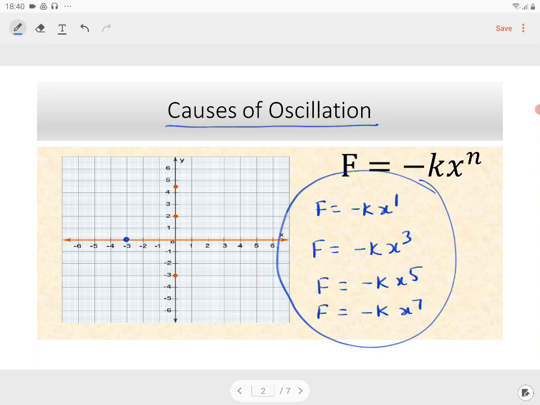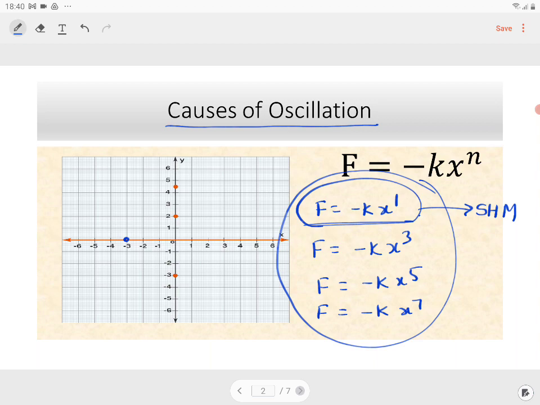Among all these oscillations, which is the simplest one? This is the simplest one. If this kind of force acts on the particle, the simplest force, minus kx power 1, that is minus kx, then that simple oscillatory motion is called simple harmonic motion. So what is simple harmonic motion? If the force acting on the particle is directly proportional to minus x, or minus kx, then that simple oscillatory motion is called simple harmonic motion.